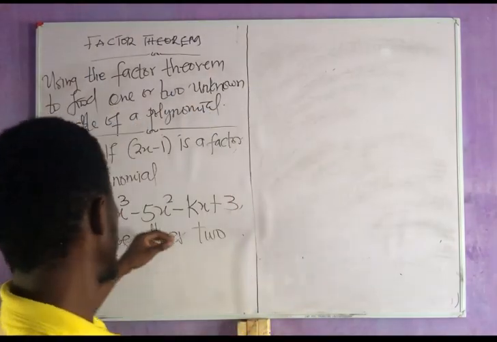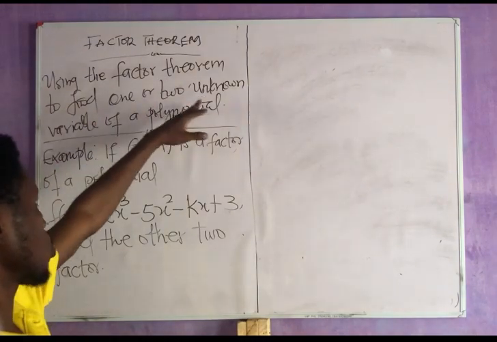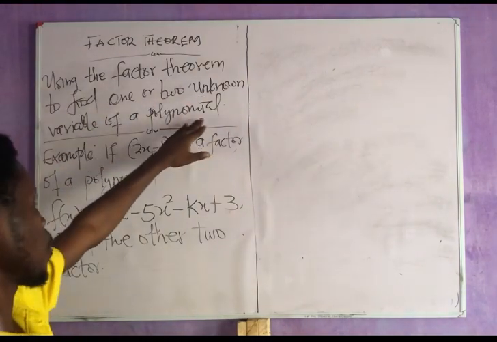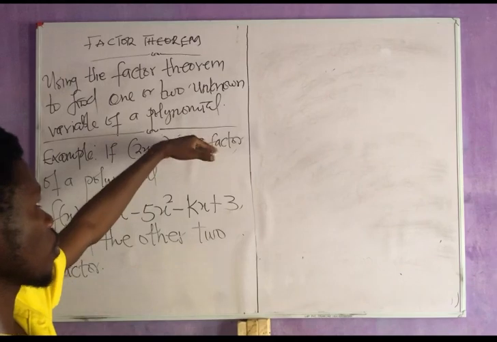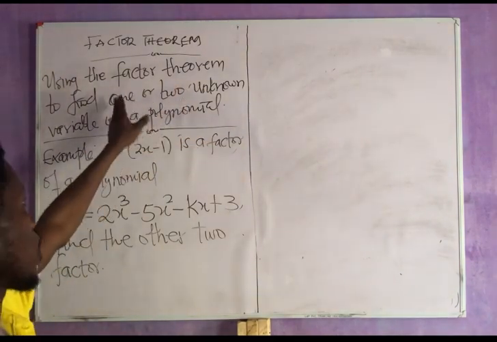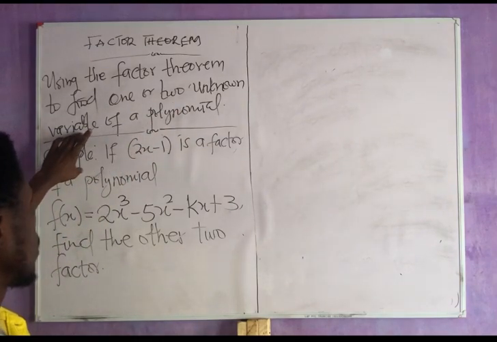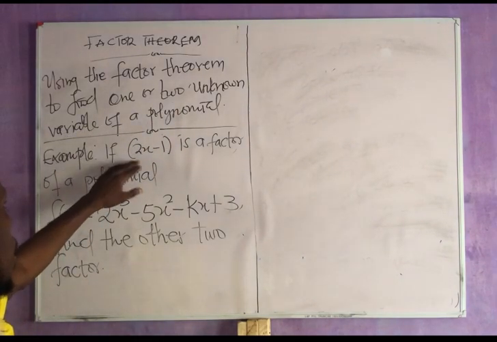Look at this: how to use the factor theorem to find one or two unknown variables of a polynomial. I've already looked at how to use the remainder theorem to find one or two unknown variables of a polynomial. So let's look at this example.